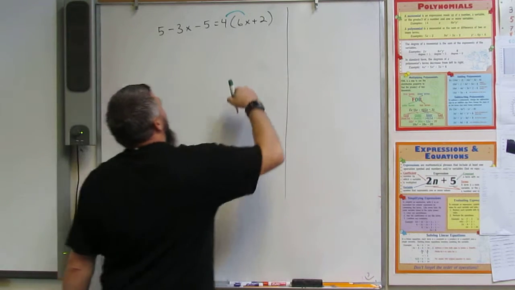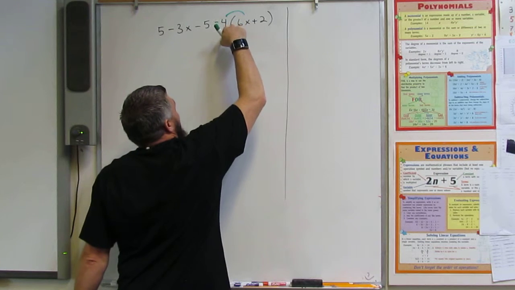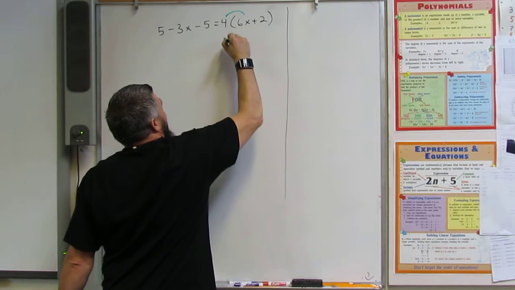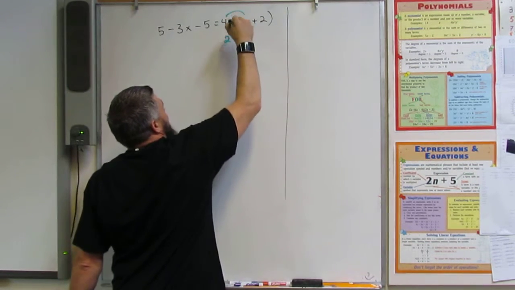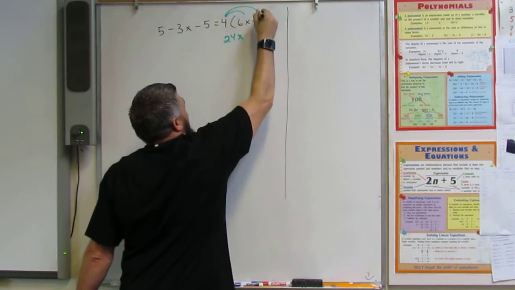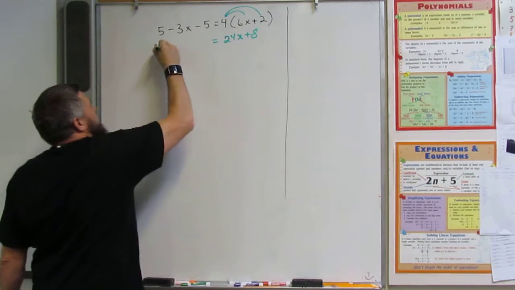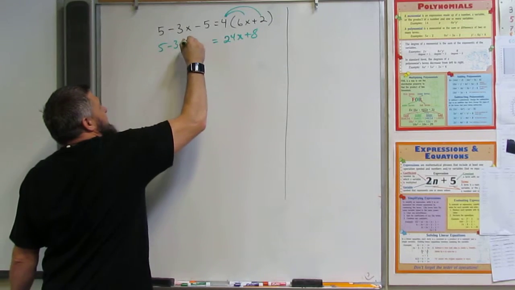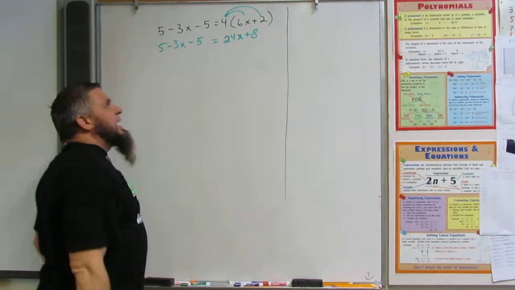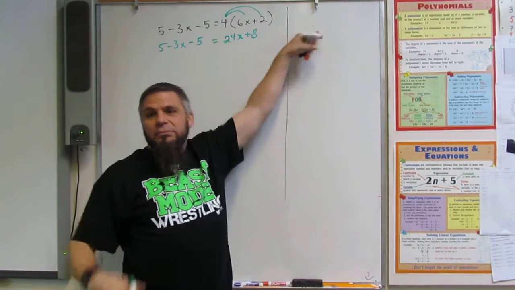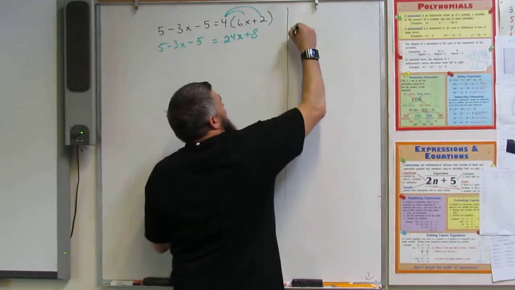Everybody on the block gets the paper. So, I'm going to multiply the 4 times the 6x, and I get 24x. Right? I'm going to take the 4 times the 2, which is 8. Then I just bring this other down. 5 minus 3x minus 5. But I got to tell myself what it is. Distribution.